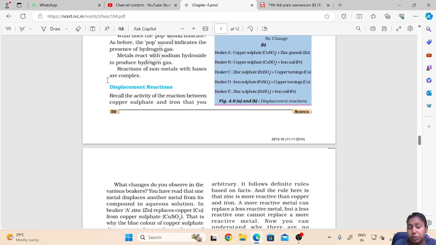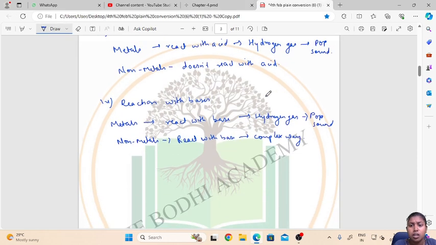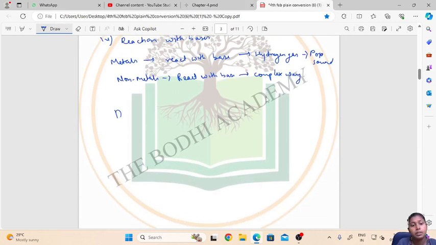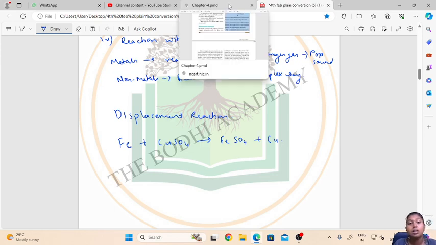Now the last one is the displacement reaction. I hope you all recall the displacement reaction that you learned in 7th standard. I'll just quickly refresh it for you. It's very simple. If I take a reaction where iron reacts with copper sulfate, it gives iron sulfate or ferrous sulfate plus copper. In displacement reaction, the more reactive metal replaces the less reactive one. So this is what a displacement reaction is.